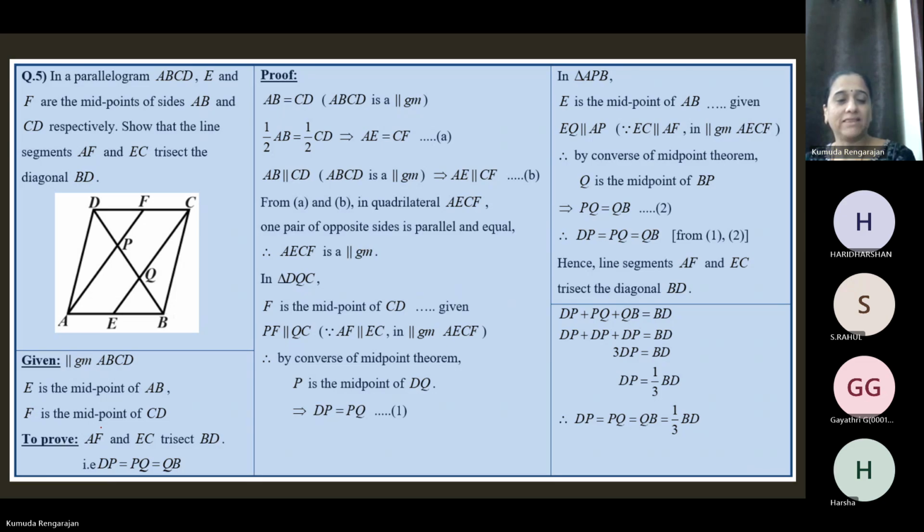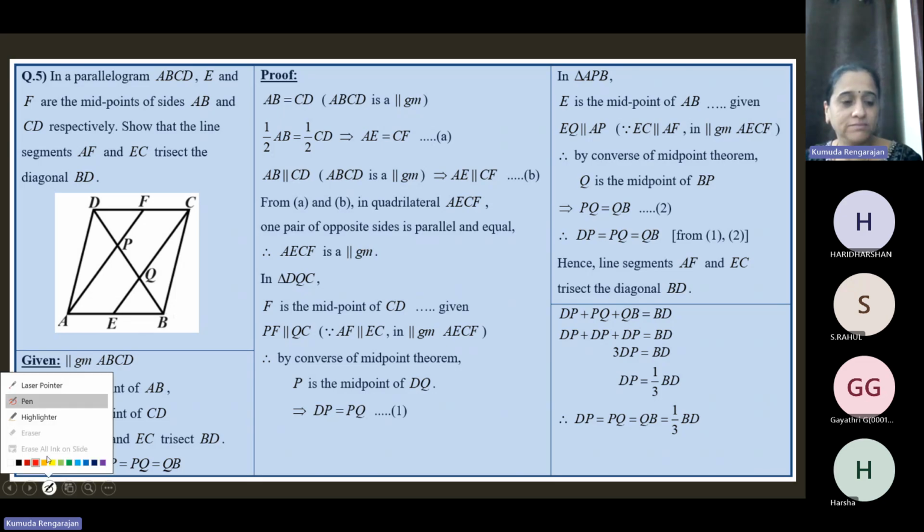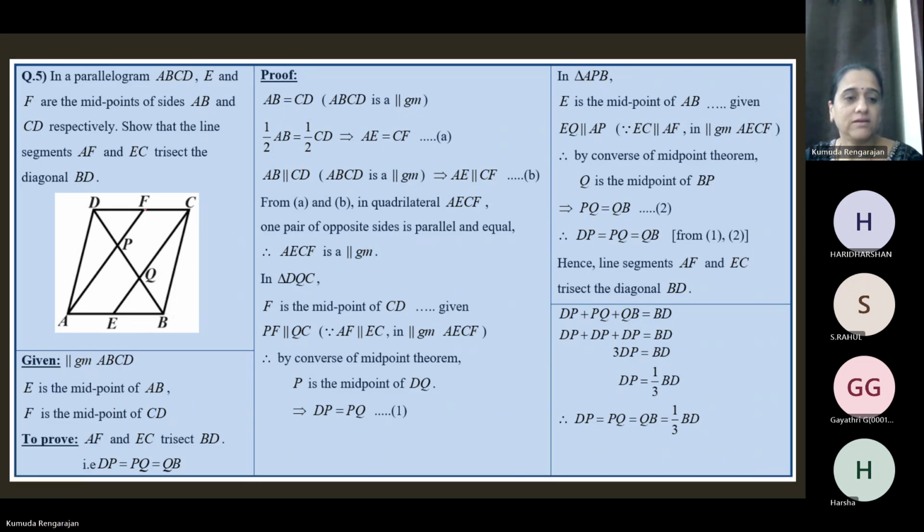So, yeah. Now you need to first prove that this quadrilateral is a parallelogram. How?